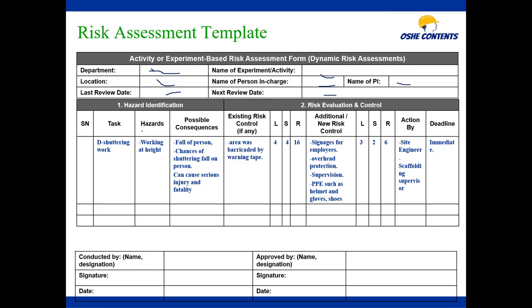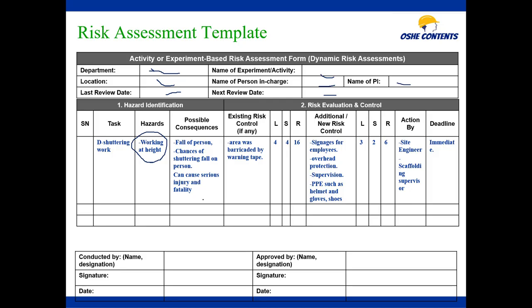So here the task, look here, we will see how the likelihood was 5. The deshuttering work: there are some people working on deshuttering, and if they are working in a building, for example, and there is access nearby, there are chances of some plywood or materials falling on a person below. So working at height, what are the hazards? The task is deshuttering, working at height. The possible consequence: a person can fall, shuttering can fall, and it can cause serious injury and fatality. So these are the chances.